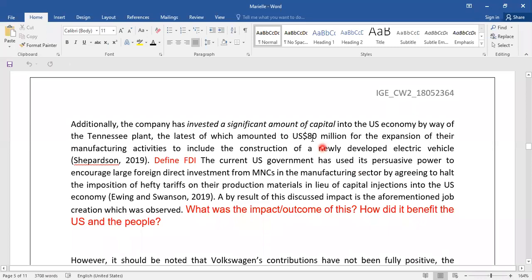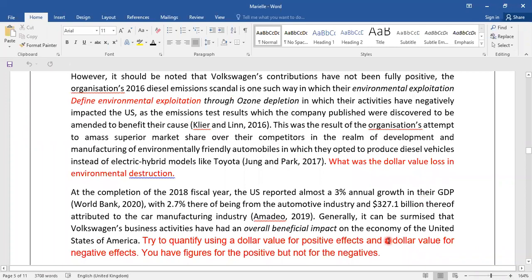You could have even added the 80 billion. And now you could have gone on to say that the estimated value of environmental destruction was, let's say, 100 billion. If you had that figure, you can now conclusively say that the positives outweigh the negatives, because the positives are over 300 billion plus the 80 million or whatever have you, and the environmental destruction is only 100 billion. So clearly the positive dollar value exceeds the negative dollar value.